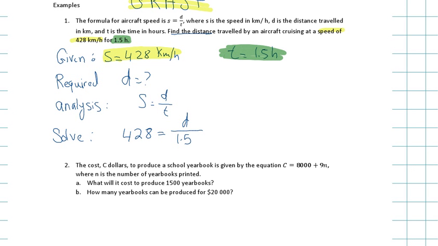How do I isolate for D? Times. Yeah. So you have to times by 1.5, right? Because to get rid of a division, I have to multiply, right? So basically, what I have to do here is multiply both sides by 1.5, right? Because I want to get rid of this. So, what's 428 times 1.5?